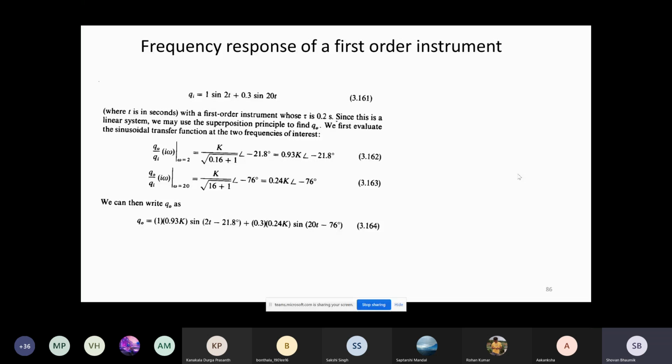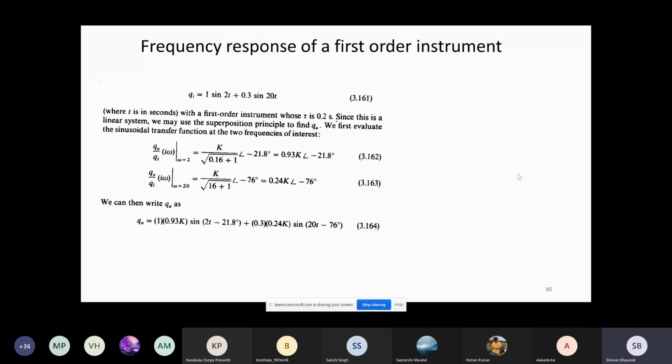So the output will be the sum of these two. The output for the first input will be Qi multiplied by 0.93 K and angle minus 21.8 degrees. We know that Qi equals 1. So Q0 will be 1 multiplied by 0.93 K sine 2t minus 21.8 degrees. You see, the phase angle we are adding. Plus the output due to the second input will be amplitude 0.3 multiplied by 0.24 K into sine 20t minus 76 degrees. So ultimately we will get two outputs, and the output will be the summation of these two.